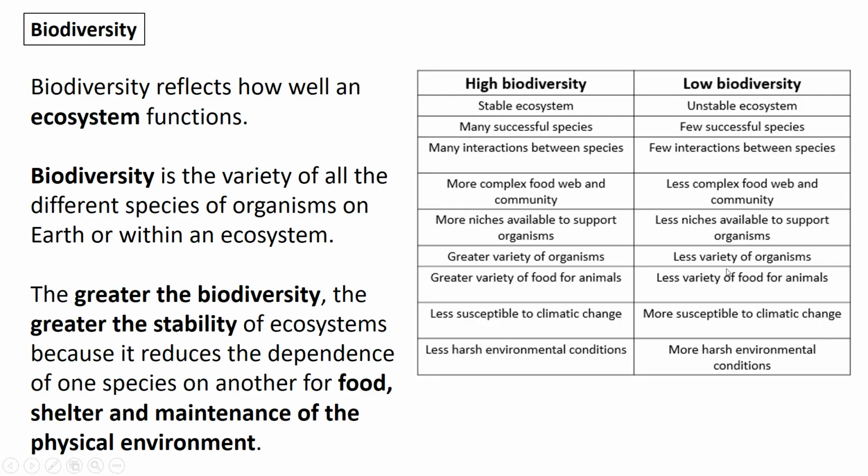And you can see low biodiversity has quite the opposite. So I'm sure you can think of some examples of higher biodiversity, things like tropical rainforests, and low biodiversity, places like the Arctic.